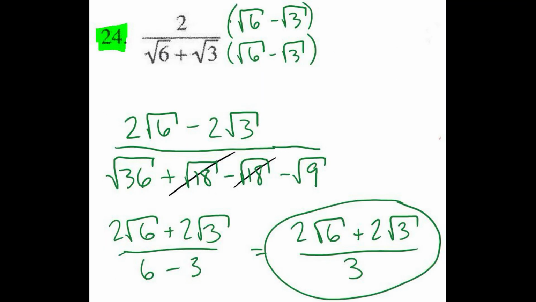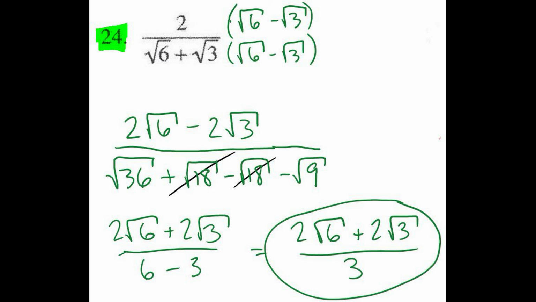Okay, number 24. Number 24 has a couple square roots on bottom, and they're being added. Okay, so to undo that, what we're going to do is multiply by what's called the conjugate. What this is going to do is, this is kind of like when you have x plus 4 times x minus 4, how the middle term cancels off. That's exactly what's going to happen on this. Okay, so let's go through and see what we get.